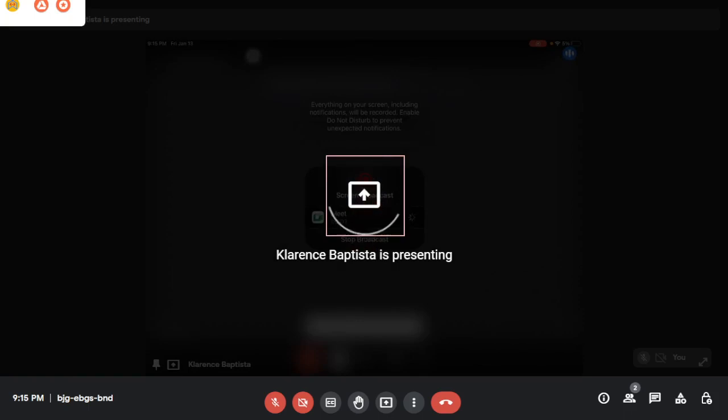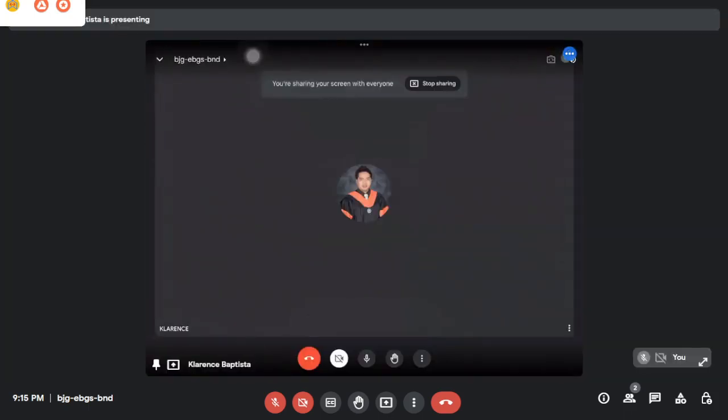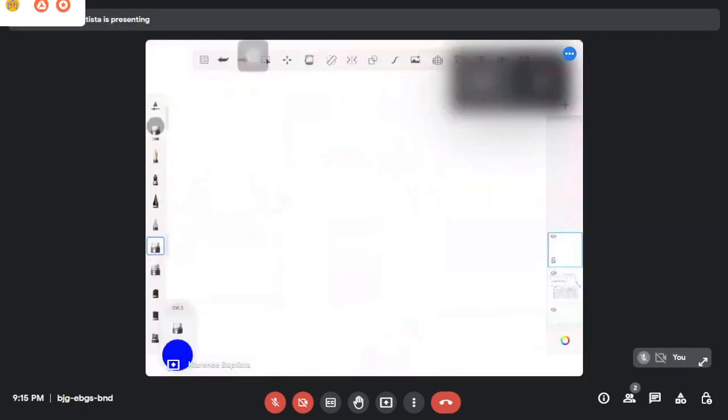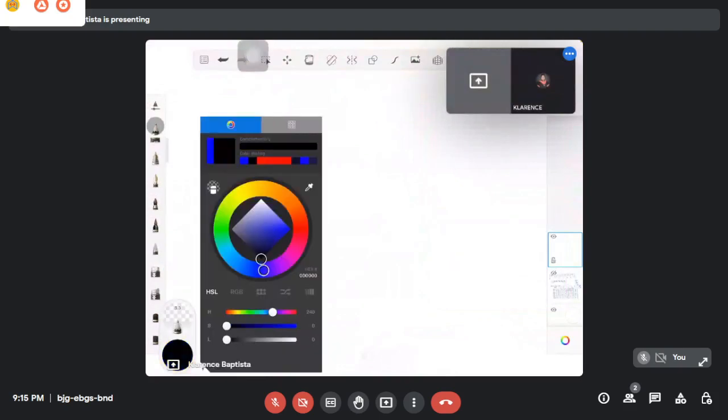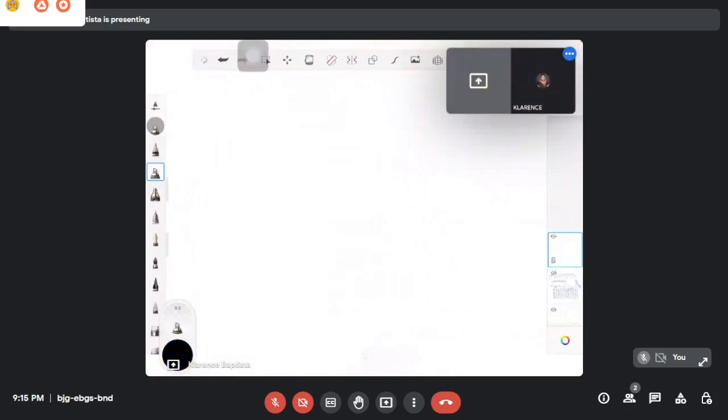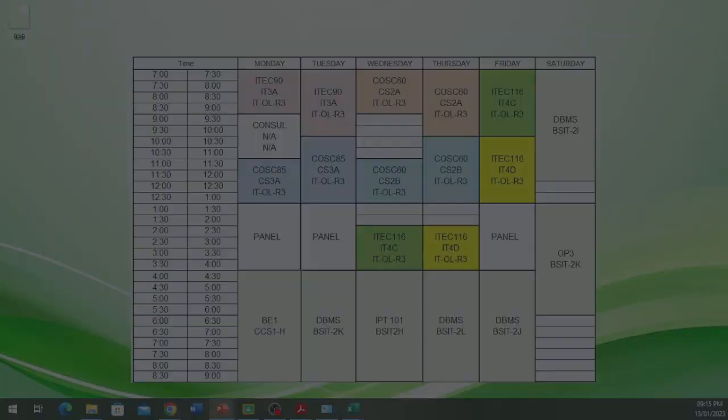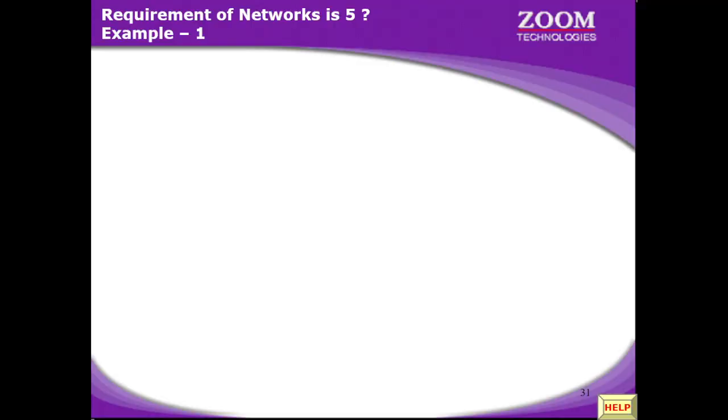Mag-try na po tayo mag-compute for subnetting, no? So, ito. Pakita ko lang yung problem or yung example. So, again, meron po tayong 3 ways to do subnetting. One is the requirement of network, the requirement of host, at Cisco notation.